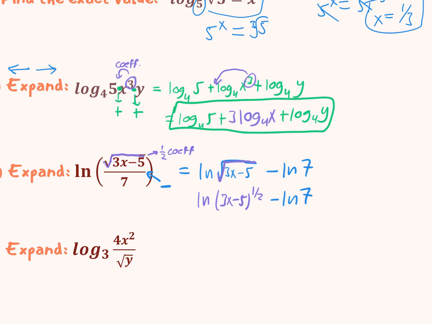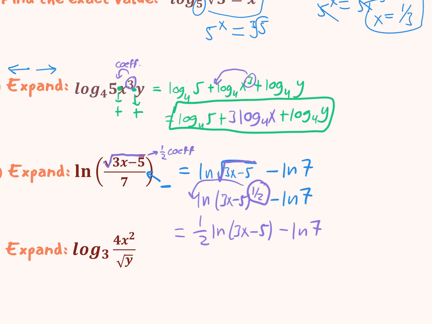But to expand it, right, we notice that there's a 1/2 in the exponent. I would put this in front of my ln. So this is going to equal 1/2 ln of 3x minus 5 minus ln of 7. And I'll look in each of your ln expressions, and you don't see any more multiplication. We don't see any more division or exponents.